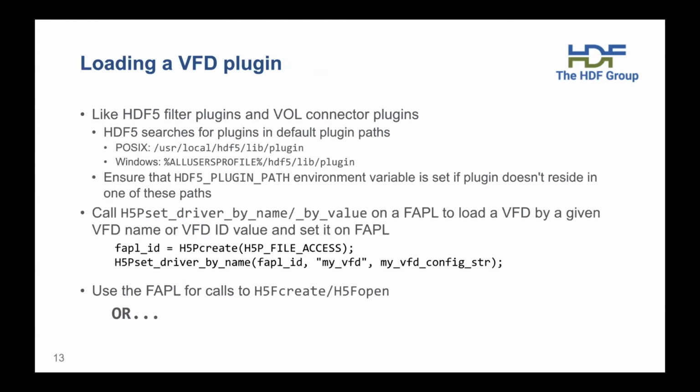For loading a VFD plugin, it works pretty similar to HDF5's filter plugins and vol connector plugins. HDF5 will try to look for your plugin in these default plugin paths, which are listed here for the two different major types of platforms. And if your plugin isn't in one of these locations, you can set the HDF5 plugin path environment variable to help HDF5 find your plugin. And then you can either call the new API routines to set driver by name or by value on a FAPL to load your VFD plugin, and then just use that FAPL for your H5F create or open calls.